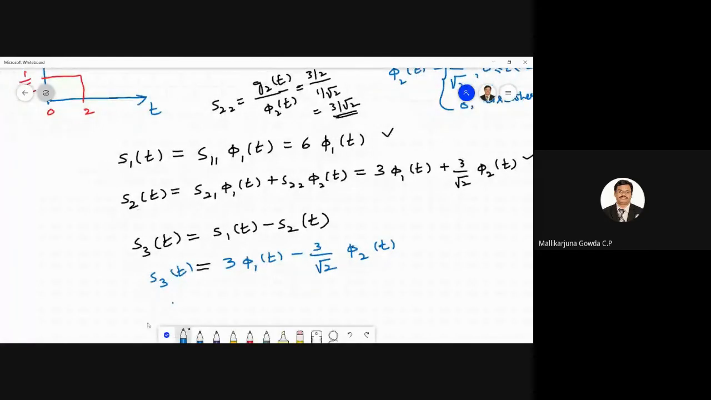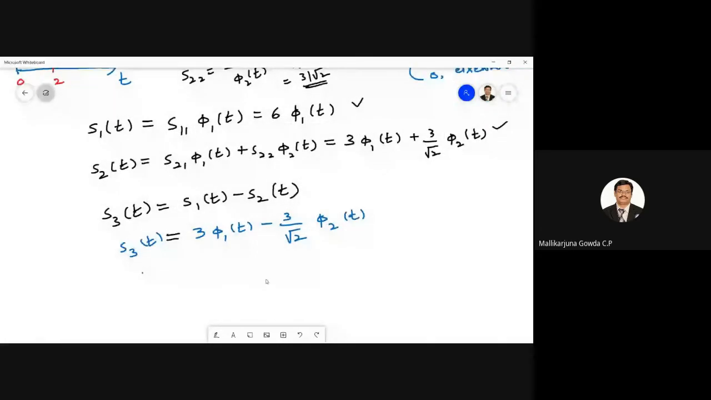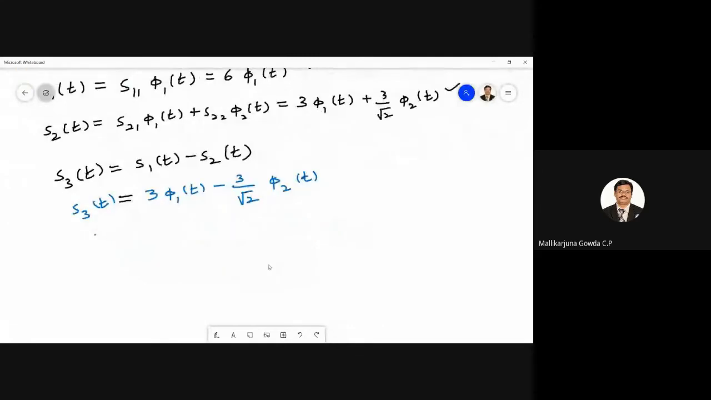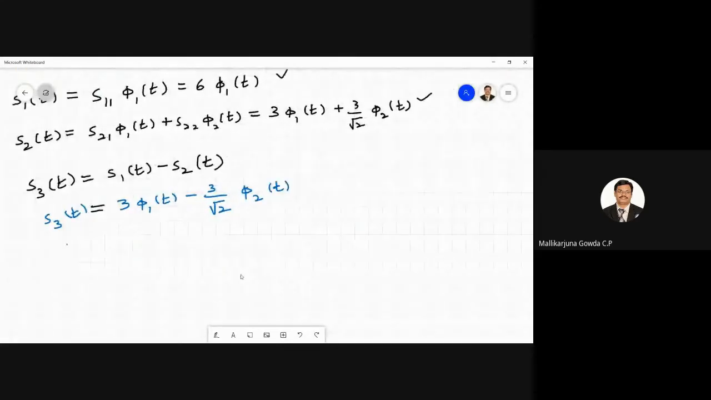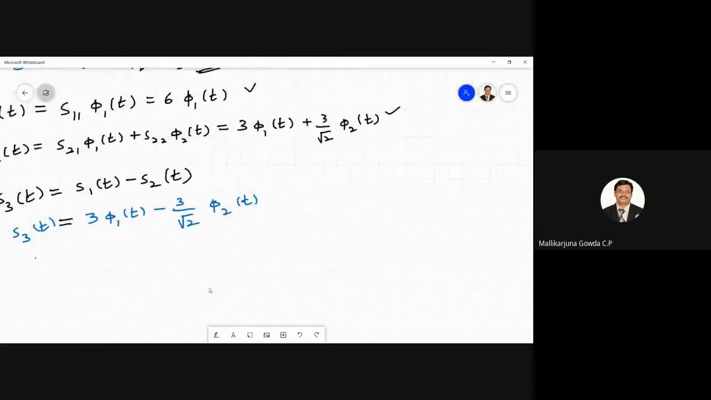What is the next task they have asked? We need to draw the signal constellation diagram. Right. So how do we do that? Is it possible to do it from your end, the signal constellation diagram, keeping these equations in mind? I think I will tell here only. How are we going to draw the signal constellation diagram?